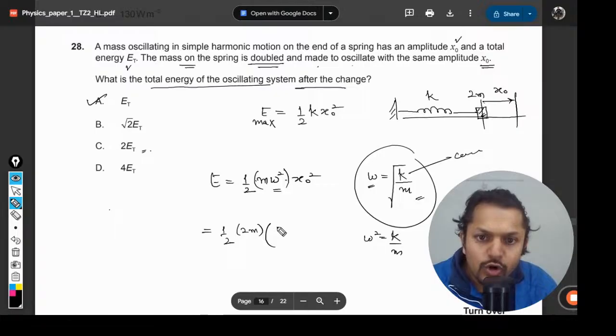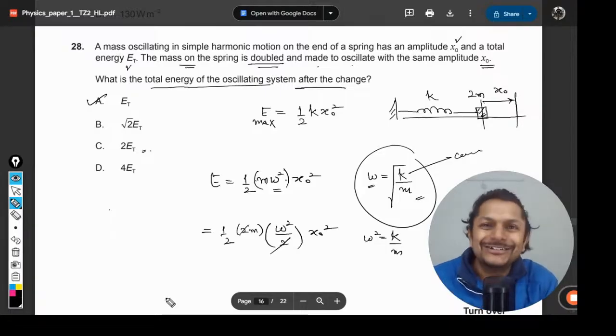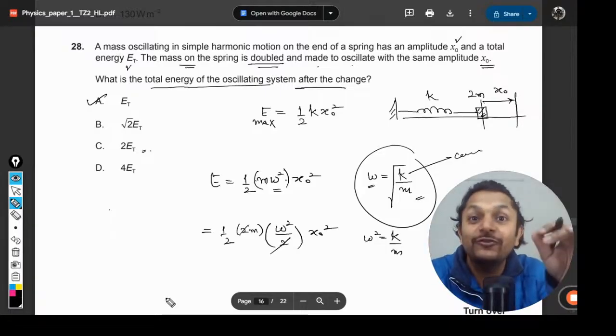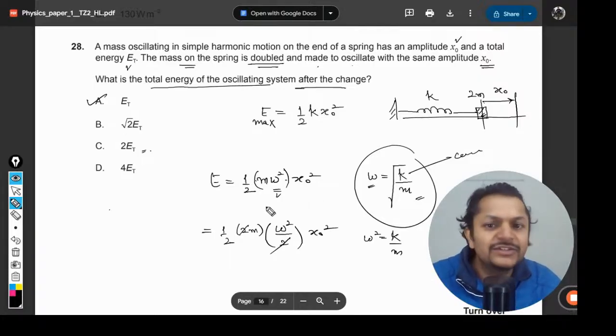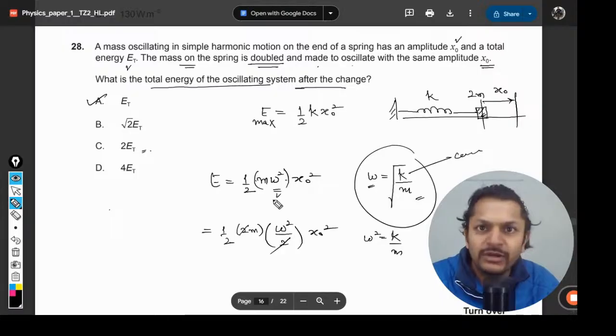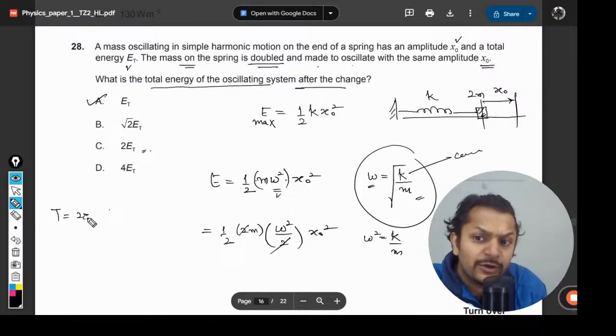So your new omega square is the old omega square divided by 2, and thereby the 2 and 2 are getting cancelled, and this is what students have not considered. They think there will be no change in omega, but you are wrong, because your natural frequency is dependent on this. What is the time period for a spring pendulum? 2 pi root of m by k.